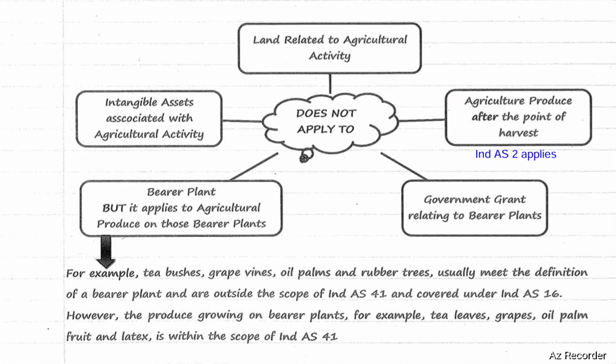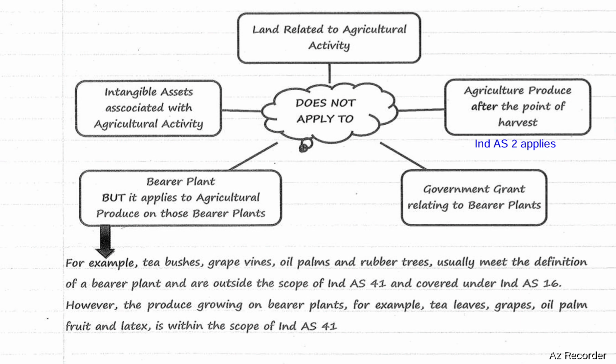Ind AS 41 is not applicable to intangible assets associated with agricultural activity, land related to agricultural activity, agriculture produce after the point of harvest, for which Ind AS 2 is applicable, and government grant relating to bearer plants. For bearer plants, Ind AS 41 is not applicable, but it applies to agriculture produce on those bearer plants.